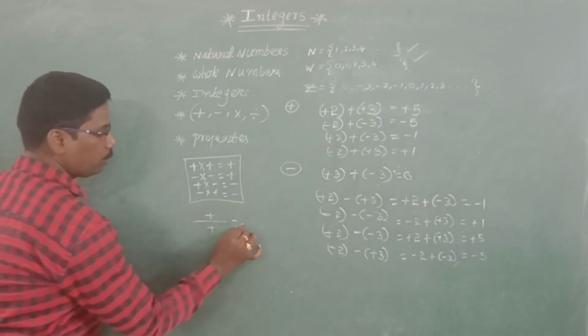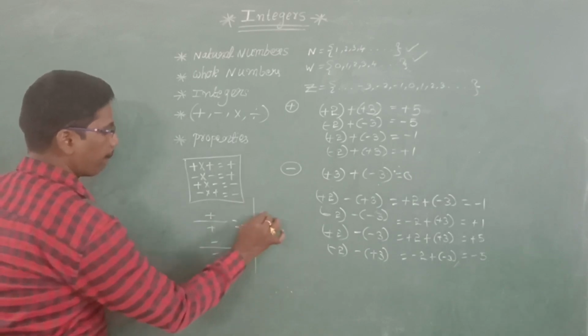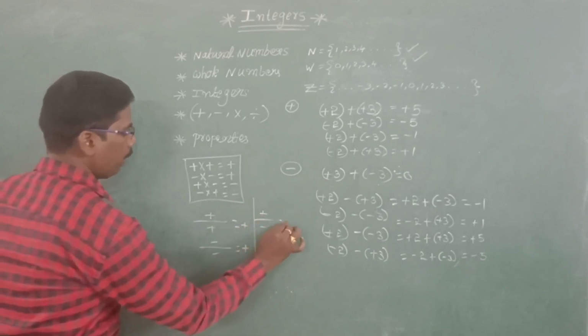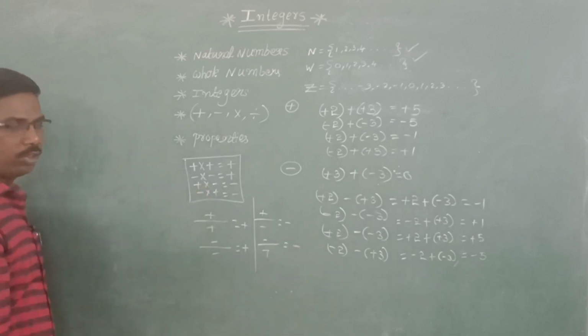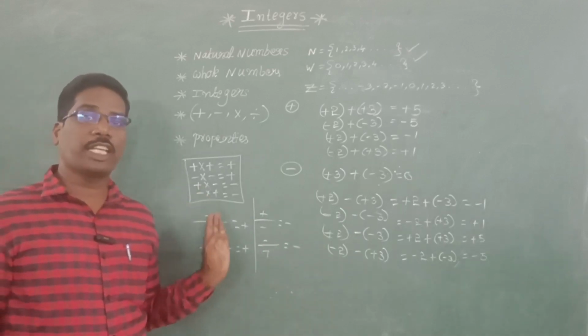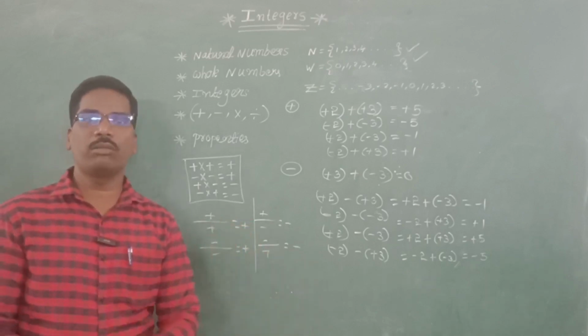Plus by plus, that is plus. Minus by minus, that is plus. Plus by minus, that is minus. Minus by plus, that is minus. Both are same, here also same. If the numbers are same sign, then that will be plus. If the numbers are different sign, that will be minus.